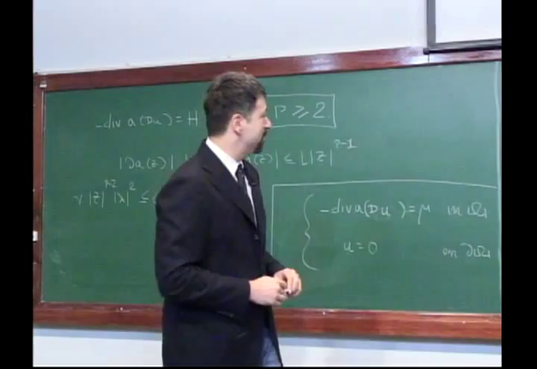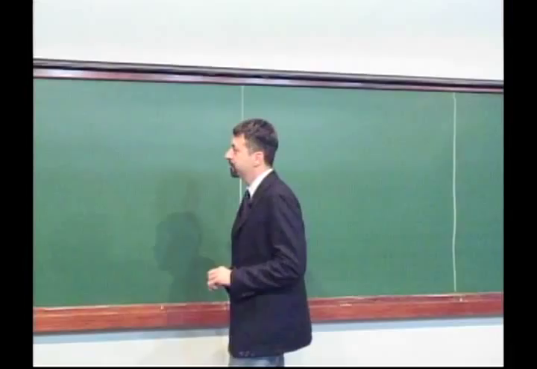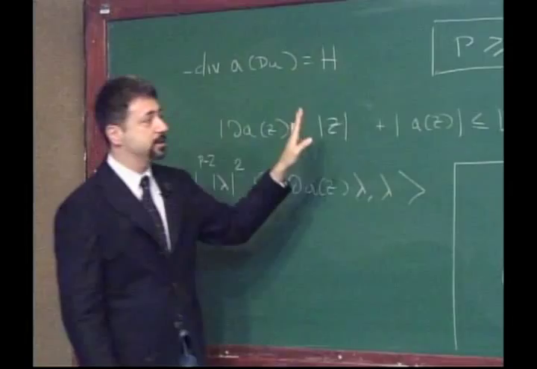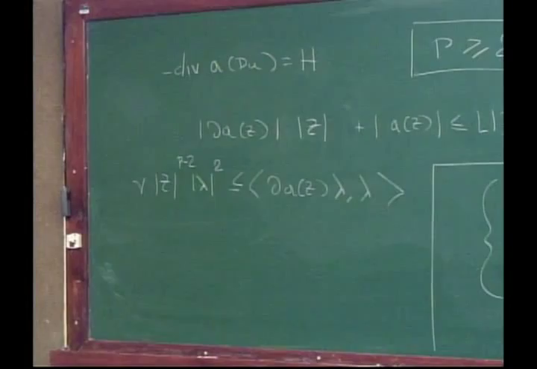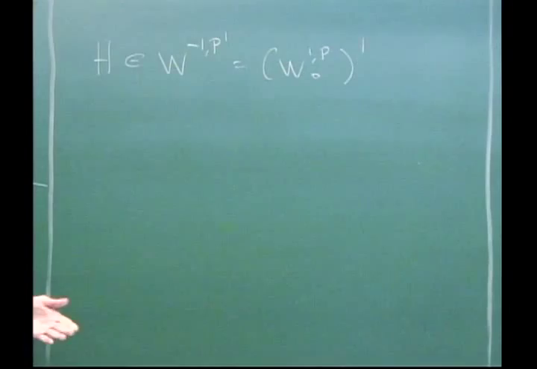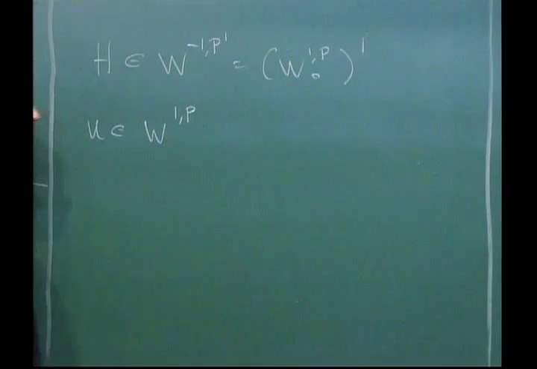Okay, the second lecture goes at the blackboard, at least up to a certain extent. So last time, we were talking about the possible higher integrability of the gradient of solutions of equations like this, where H is a general right-hand side. Last time, we considered the case H belongs to W^{-1,P'}, the dual of this space, and in this case solutions are energy solutions, in the sense that you can find solutions in the natural Sobolev space W^{1,P}.